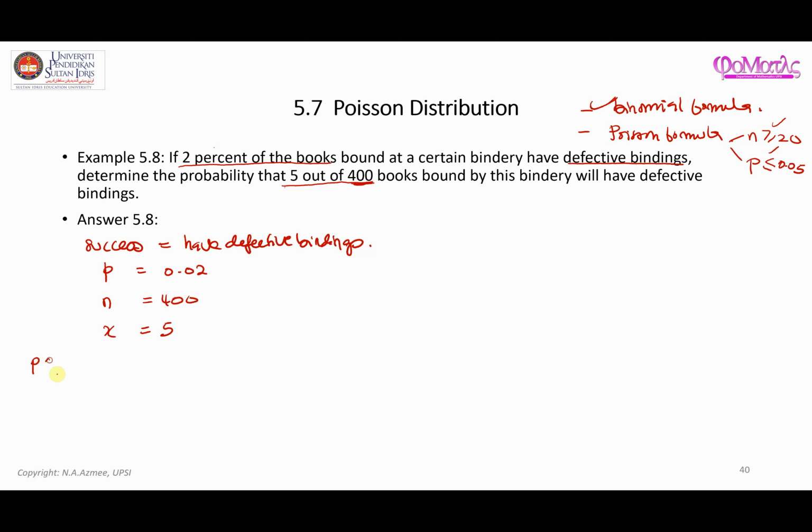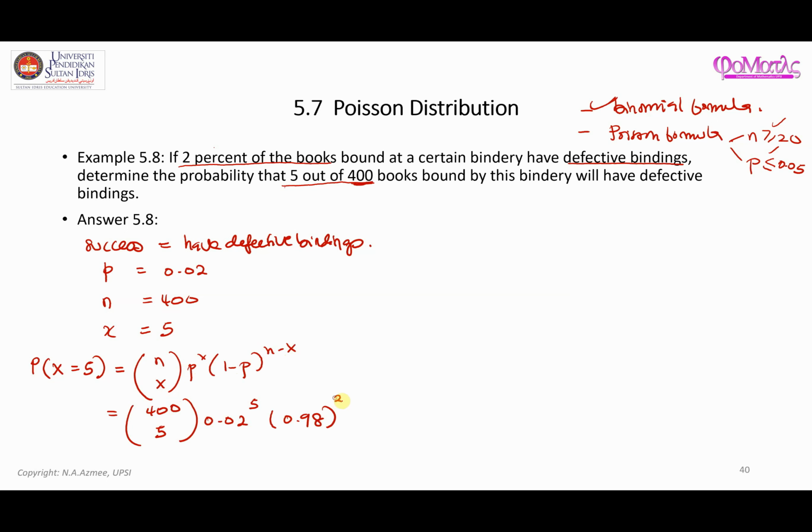Therefore, the probability of getting x equals 5 is going to be nCx p^x (1-p)^(n-x). This is the formula I'm writing down right here. So n is 400, x is 5, p is 0.02, 1 minus p is 0.98, and n minus x is 395. If you punch the values into your calculator, you should get the result 0.0911. So that is using the binomial approach.